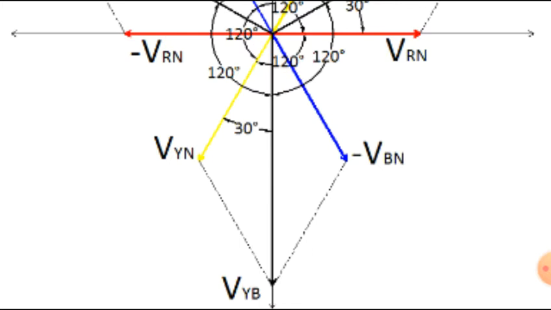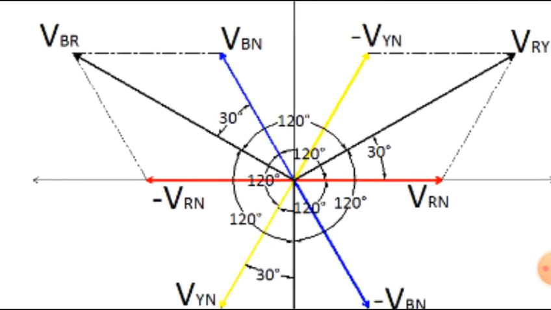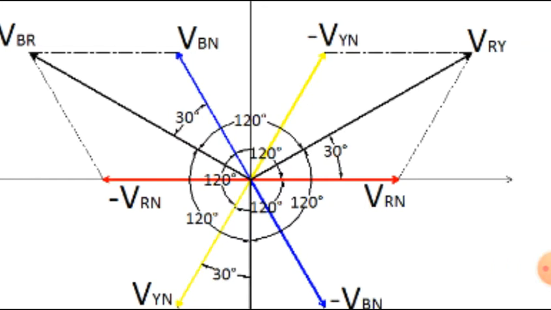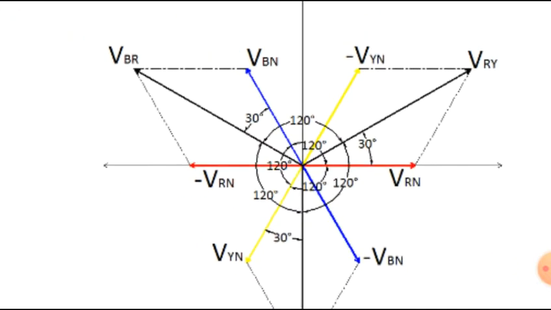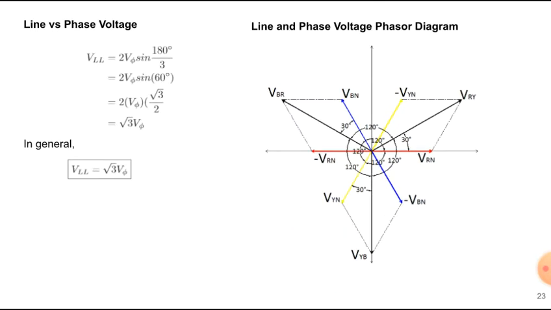VYB is lagging the respective phase voltage, VBN, by 30 degrees. So if we write the value of VBR now, this will be the values of them. It will be the magnitude of the line voltage, which is square root of 3 times V phase, and the angle is 30 degrees. Now, this is not general.